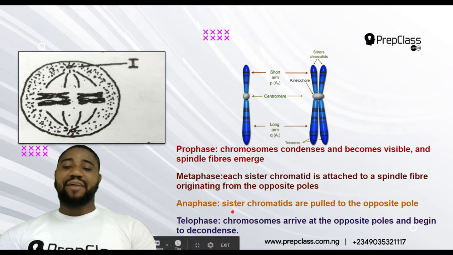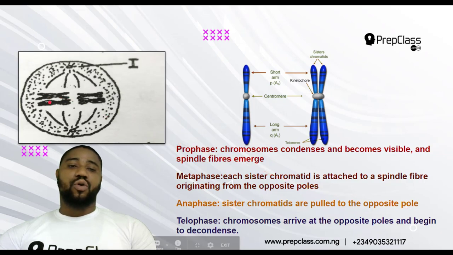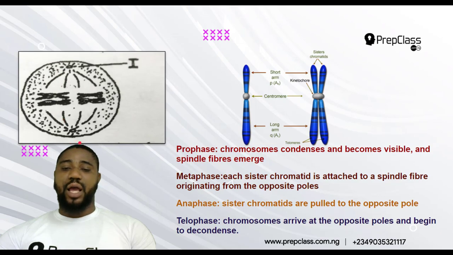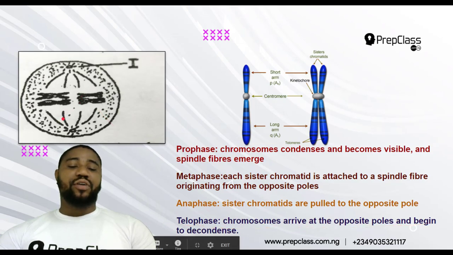Okay. Anaphase, sister chromatids are pulled to the opposite poles. They'll come opposite. Some will stay here, some will stay here. They'll be opposite to each other. Telophase, chromosomes arrive at the opposite poles and begin to decondense. Now, for the telophase, these chromosomes that are here will come and stay here and here. But in the anaphase, they will split. Maybe some will be halfway here and here.